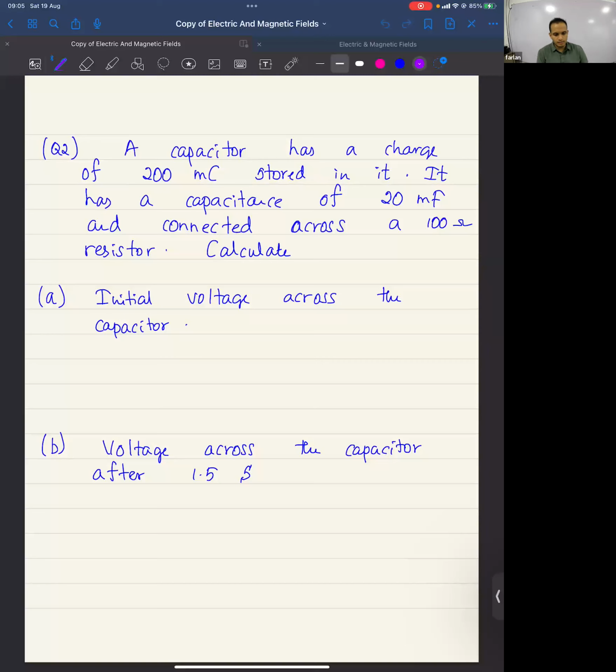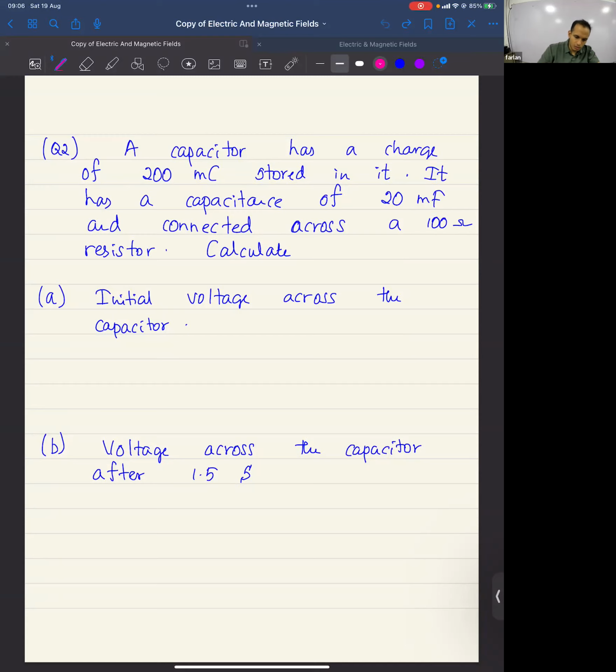Right. Question 2. A capacitor has a charge of 200 millicoulombs stored in it. It has a capacitance of 20 millifarads and is connected across a 100 ohm resistor. Calculate the initial voltage across the capacitor.